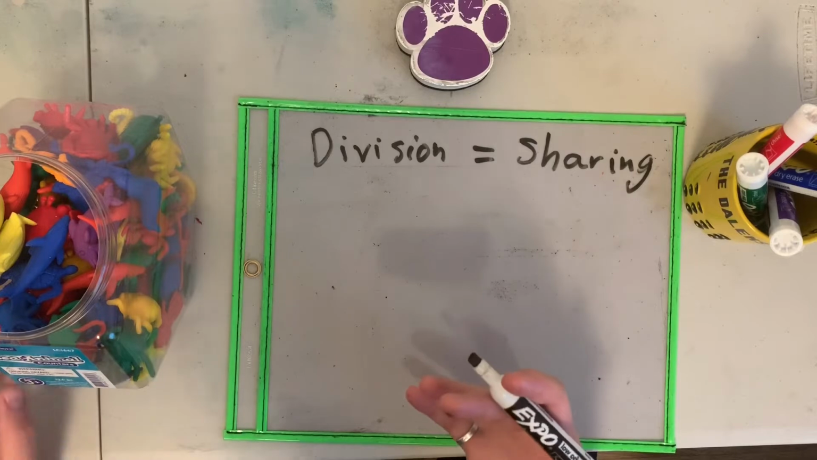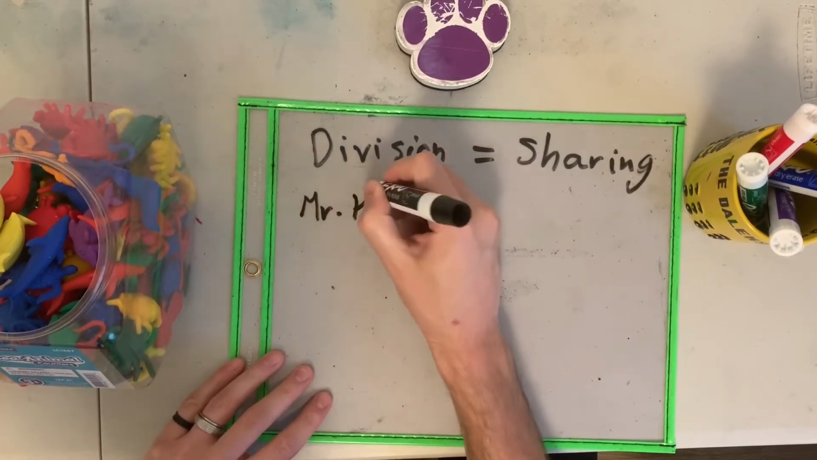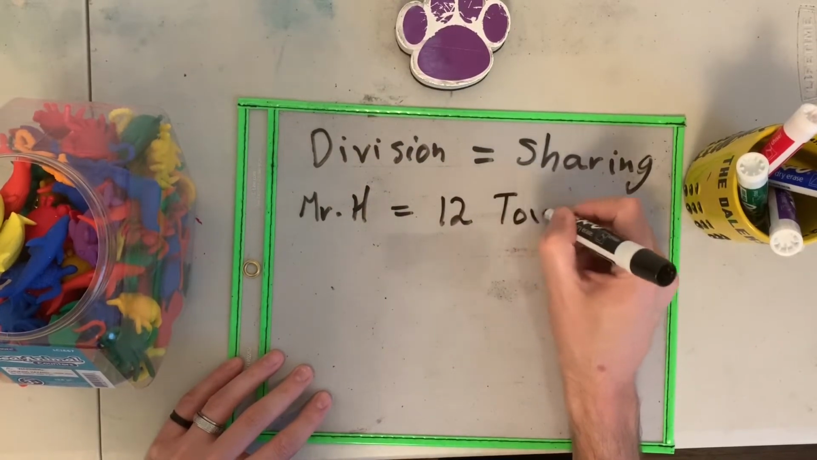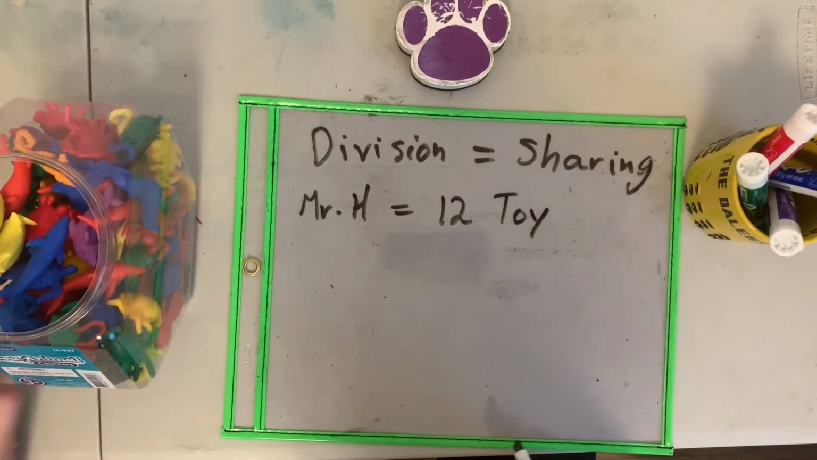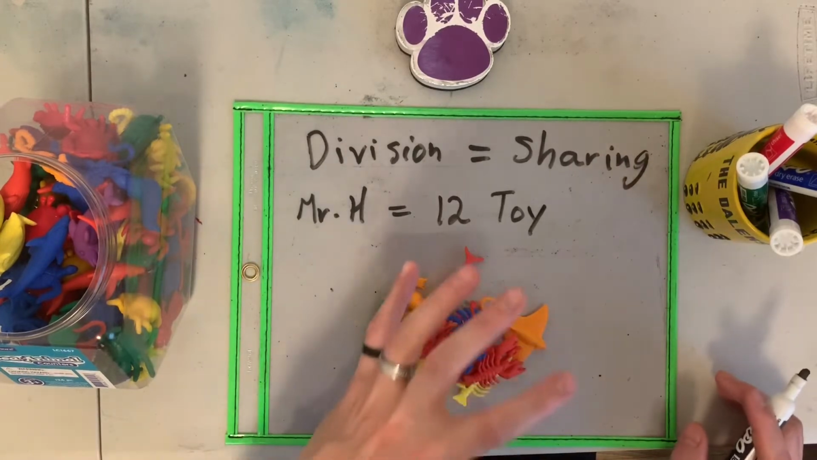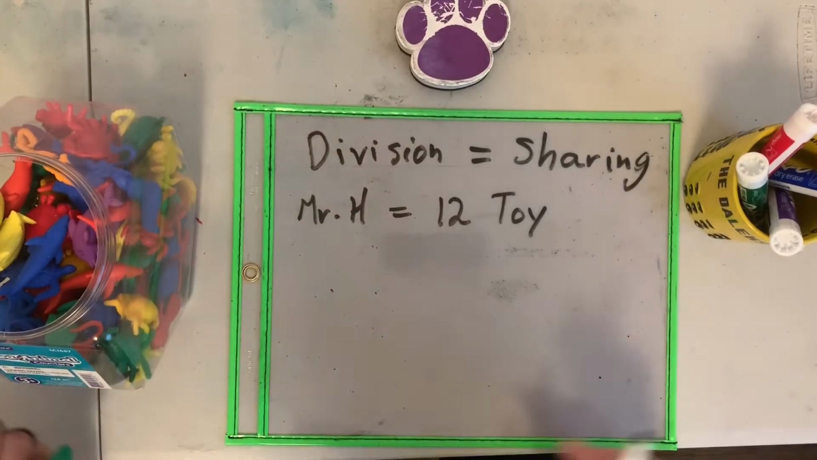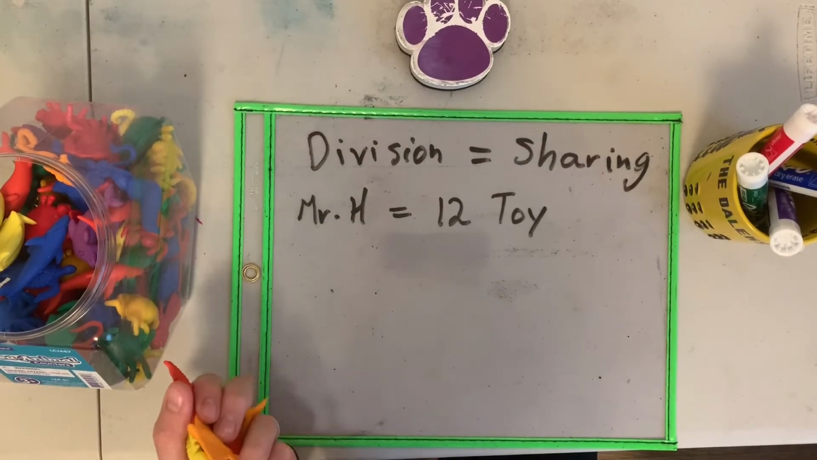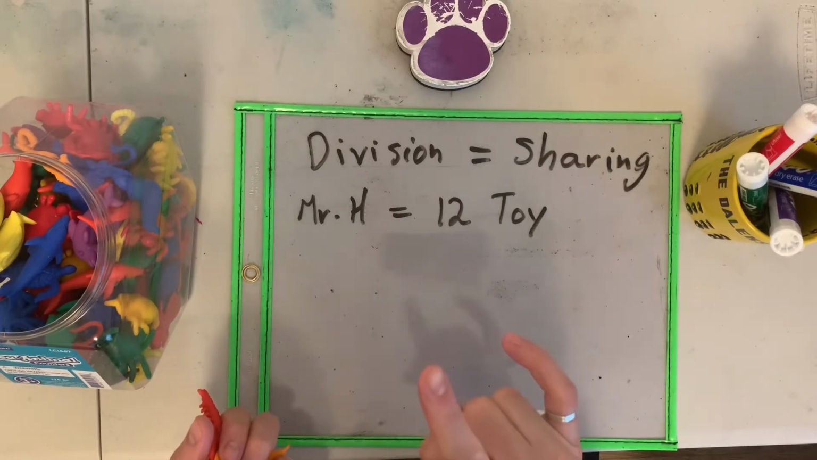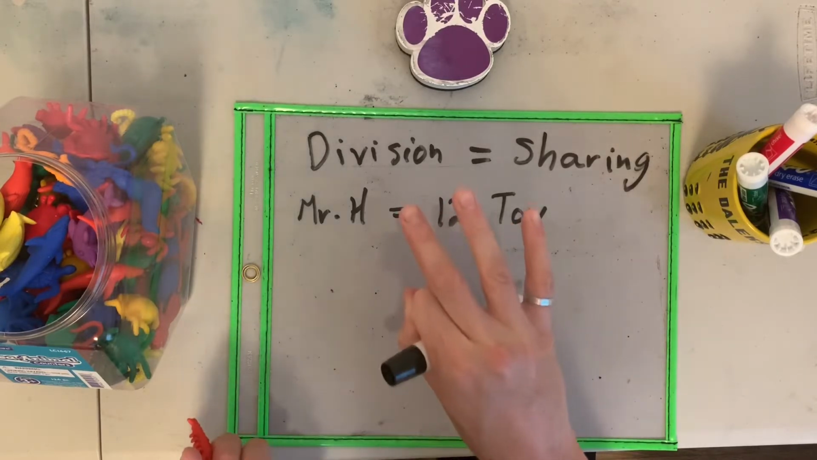let's think about this. Imagine that Mr. Hernandez has 12 toys. Yo tengo 12 juguetes. I have 12 toys right here. And I'm going to share my toys. Now, I'm going to give to my friends 3 toys each. Each of my friends are going to have 3 toys.